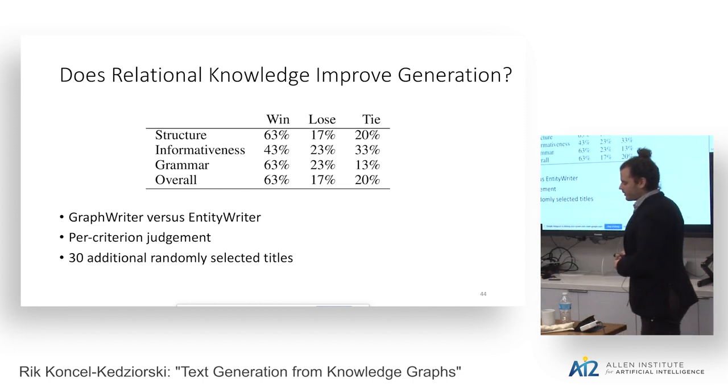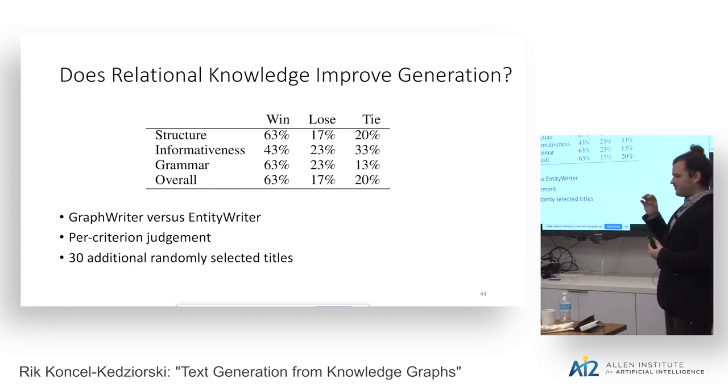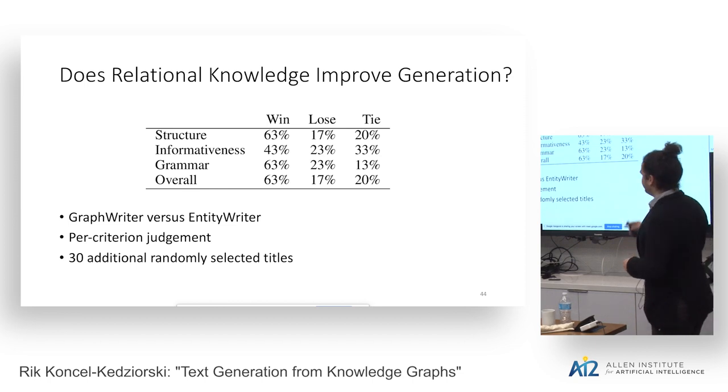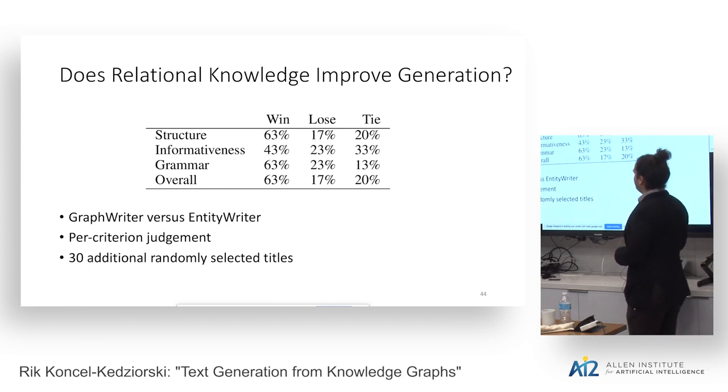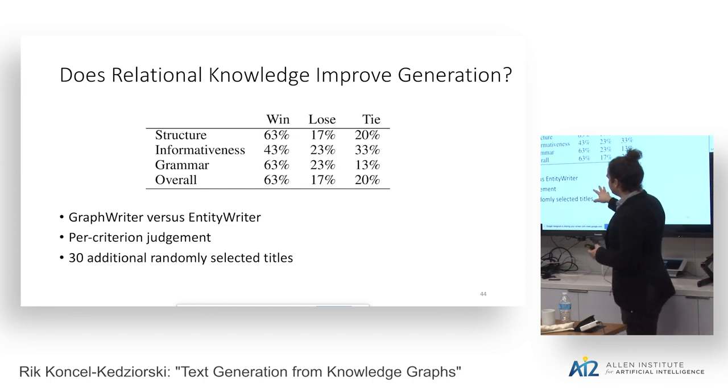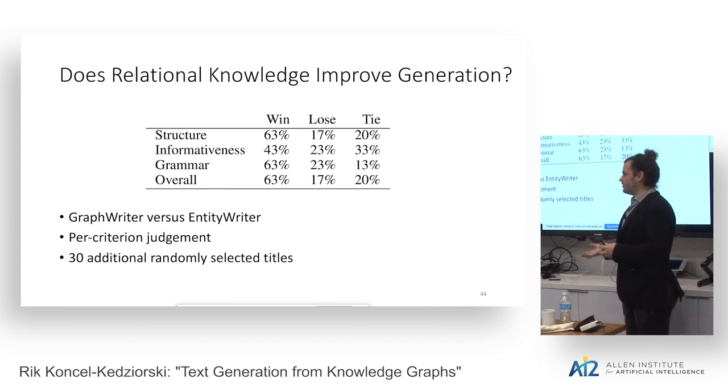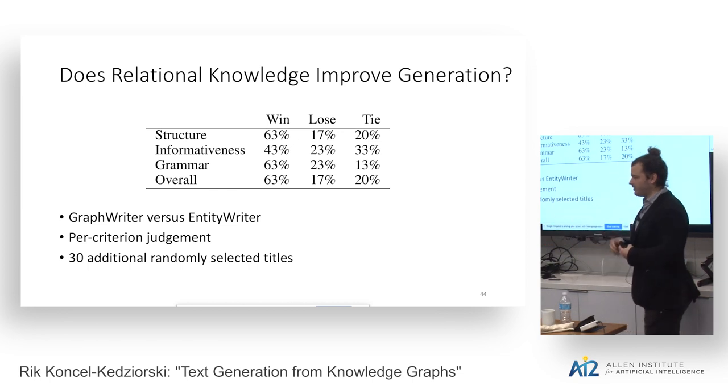Another question we have is, does relational knowledge improve text generation? For this, we're going to compare the GraphWriter, which has the relational knowledge, to the entity writer, which doesn't. And we're going to get specific judgments on the three characteristics that we talked about: structure, informativeness, and grammar. We asked for per criterion ranking in this one. Here we see that the win column indicates where the GraphWriter outperforms the entity writer. Generally, for structure, grammar, and informativeness, it's true that the GraphWriter outperforms the entity writer, so we do utilize that relational information, and it does make a difference in human judgments of text quality along these metrics.